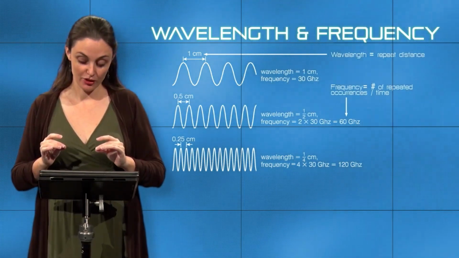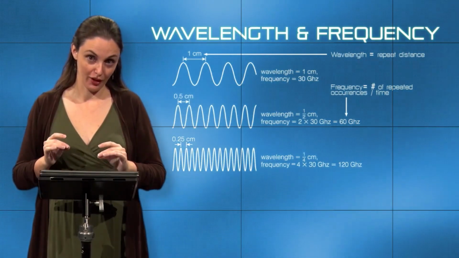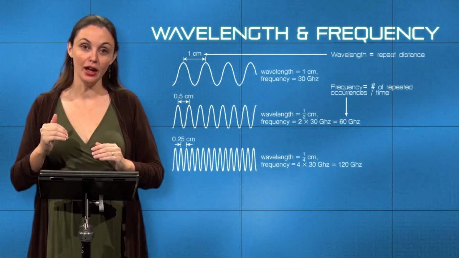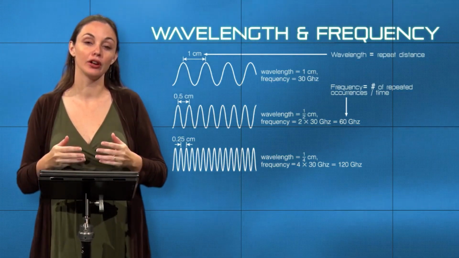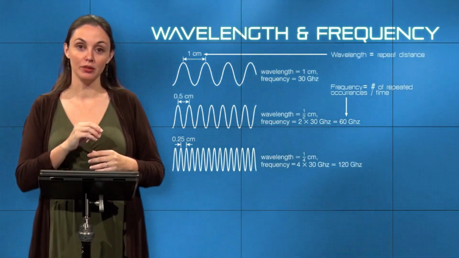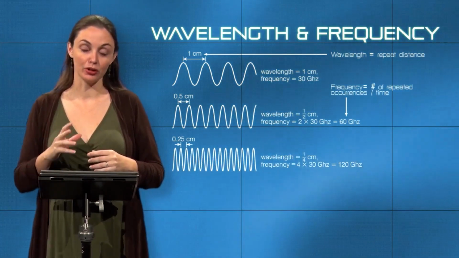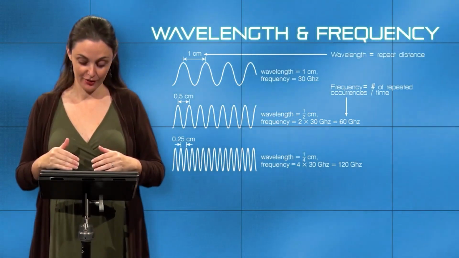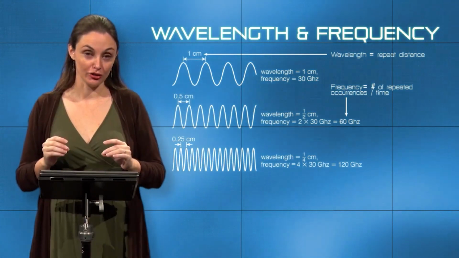The other thing that we have to understand is what is the frequency of that wave. The frequency is the number of waves that occur over a given period of time. So it's really the inverse of time. It's some dimensionless number, like 12 or 200, over a unit of time, like seconds. That's a unit called a hertz.